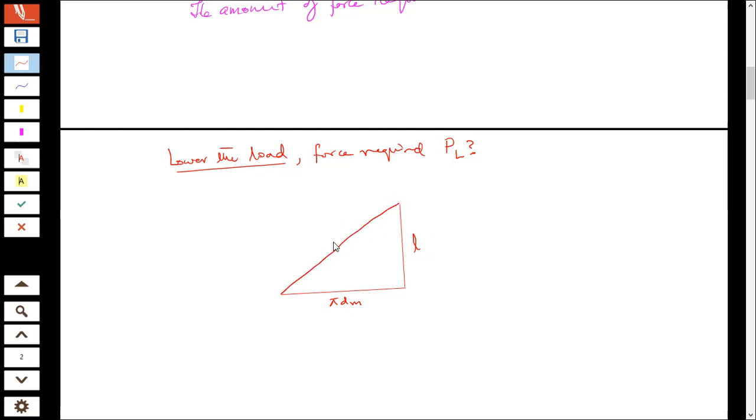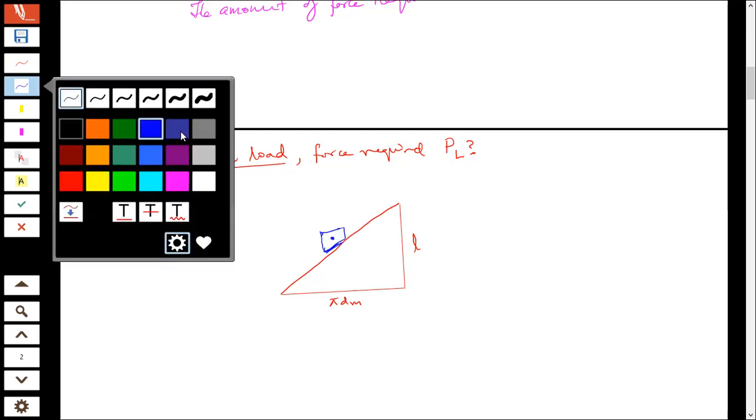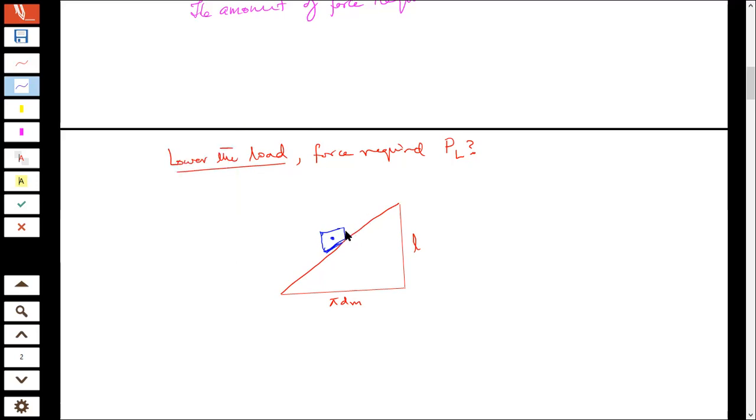If I join these two, the load is going to go along this inclined plane in the downward direction. So I'll apply force in this direction, which is going to be my PL, in order to bring this load F down.